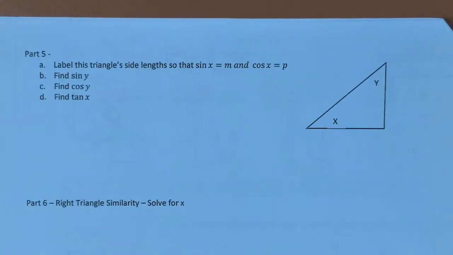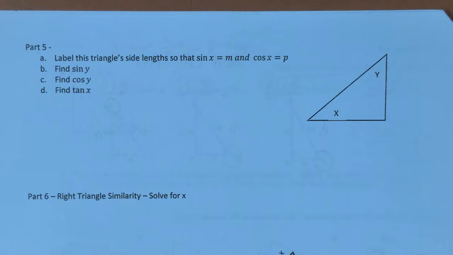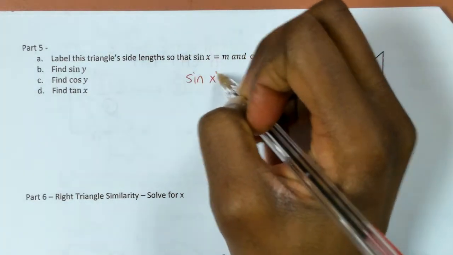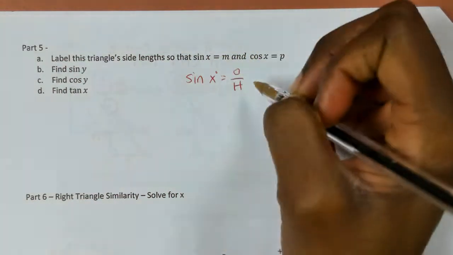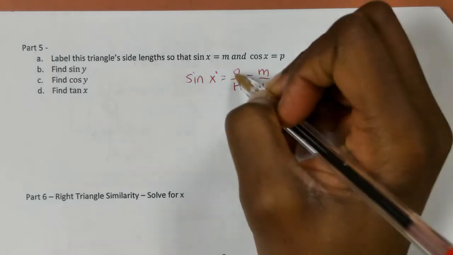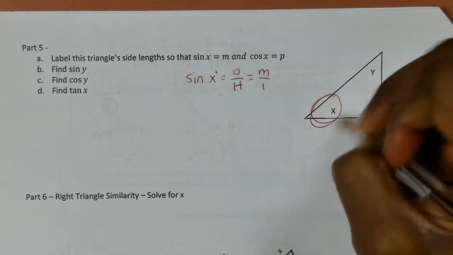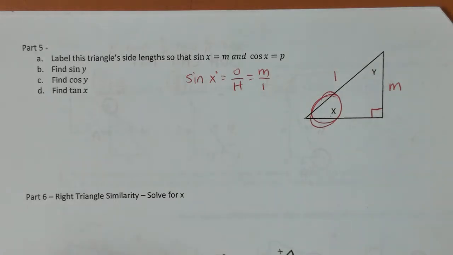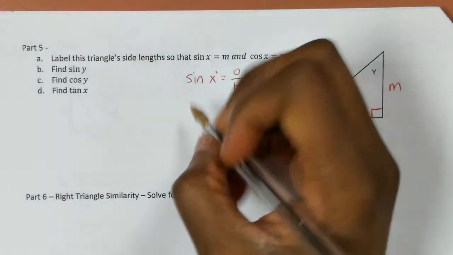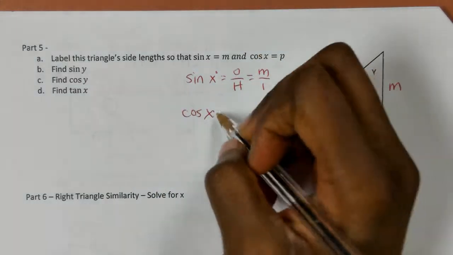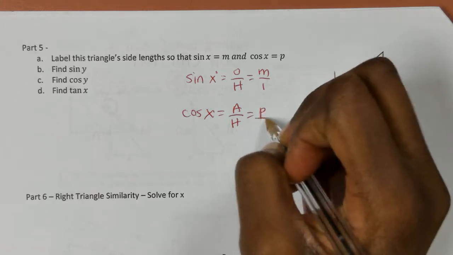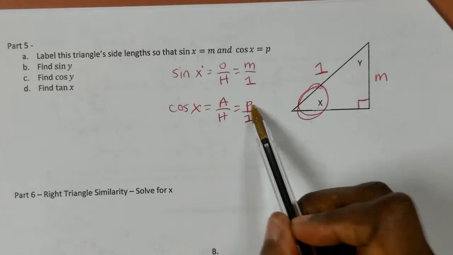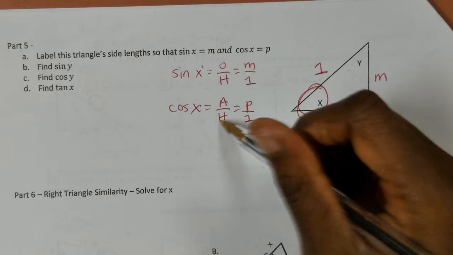Okay, then we get to part 5. Label the triangle sides so that sine x is equal to m. So remember, sine from an angle is equal to the opposite over the hypotenuse. If it's equal to m as well, that means m over 1. So that means the opposite side is m, opposite of x is m, and the hypotenuse is 1. Okay, and cosine from x, so cosine from that same angle, which is adjacent over hypotenuse, is just p, which means p over 1. I'll draw my ones like this so it doesn't look like an L. Okay, so the adjacent side is p, and the hypotenuse is 1.